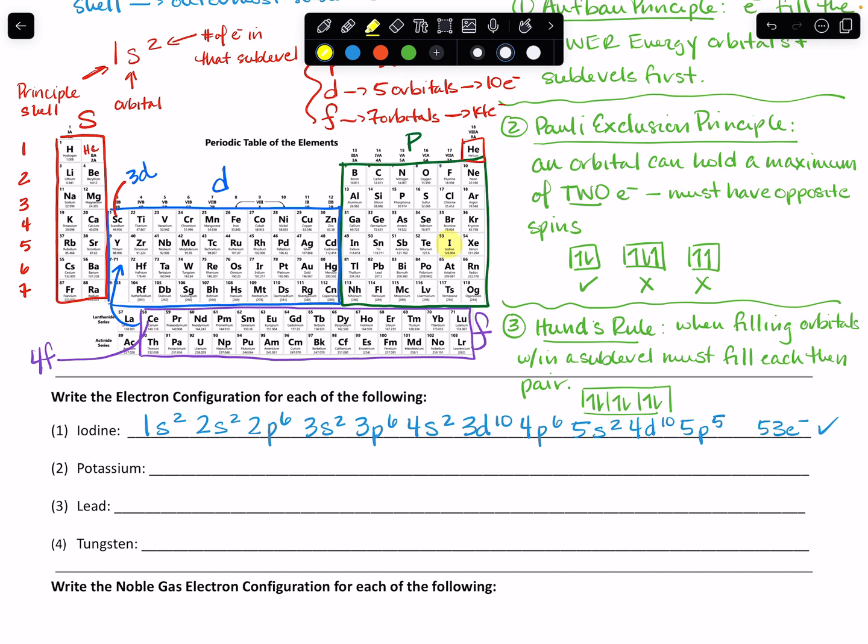So the key here is this D having one below the P and S. Just keep that in mind.